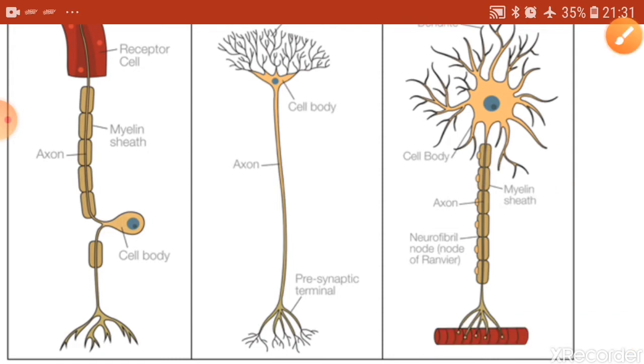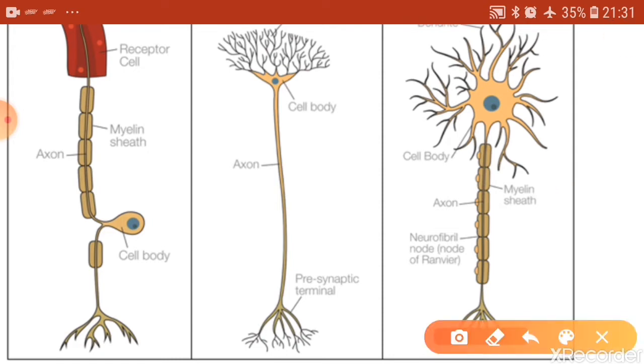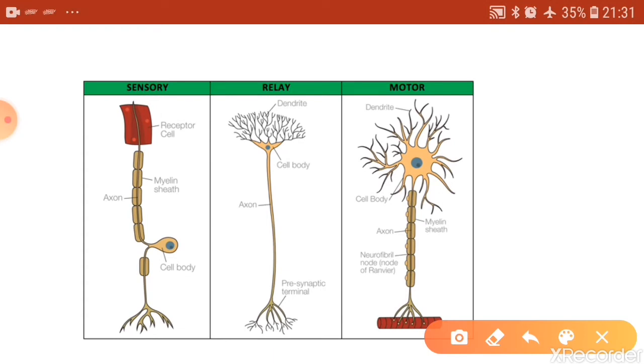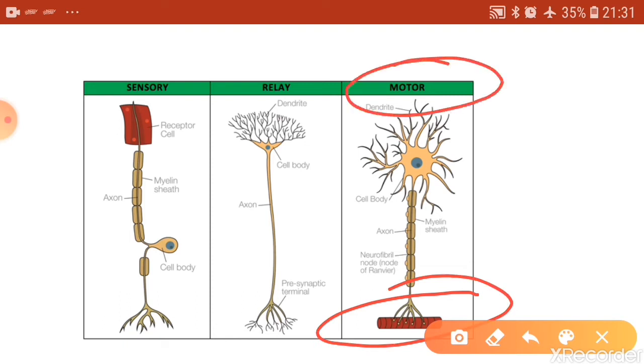A motor neuron is the one which will be taking the message from the central nervous system to the effector organ. Just have a look at this diagram. The message will be taken from the central nervous system to the effector organ, which can either be a muscle or a gland or any other structure. So that is done by the motor neuron.